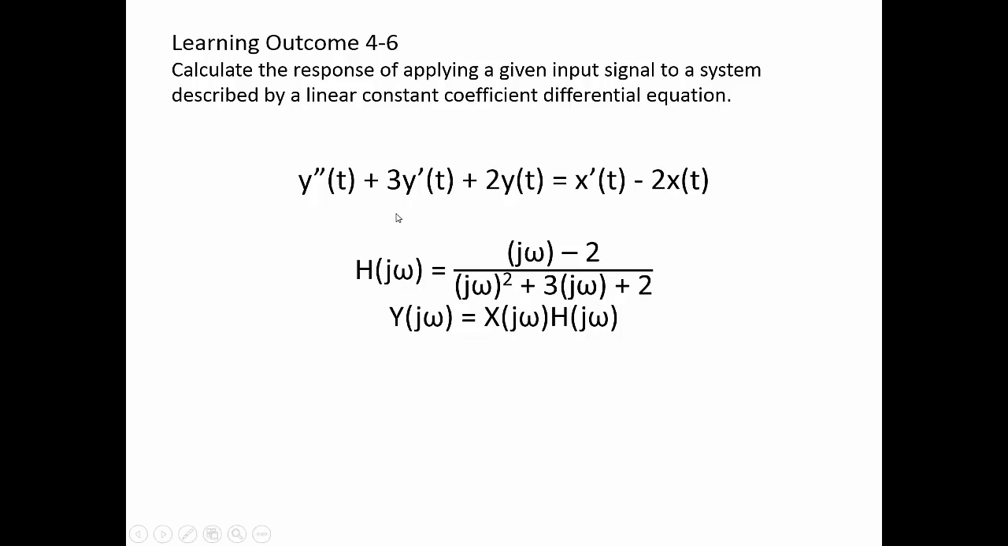We saw in the previous learning outcome how we can take this differential equation, and from it we can find the frequency response h of j omega. And we know that y of j omega will be x of j omega times h of j omega. So for the example I showed, if x of t is 5e to the negative 3t u of t, what is x of j omega? Go look at table 4.2, pause the video, and come back when you have a good guess. Did you get 5 divided by j omega plus 3?